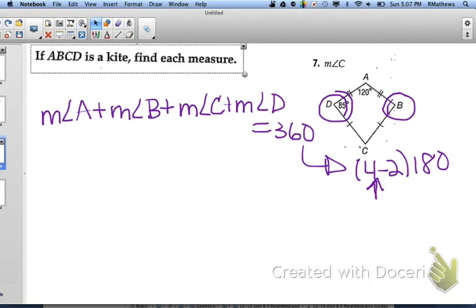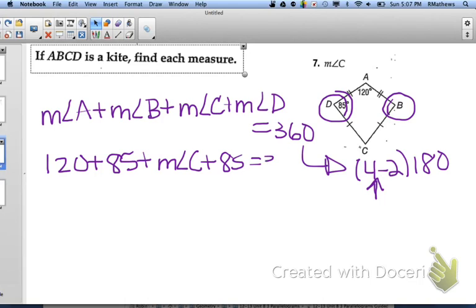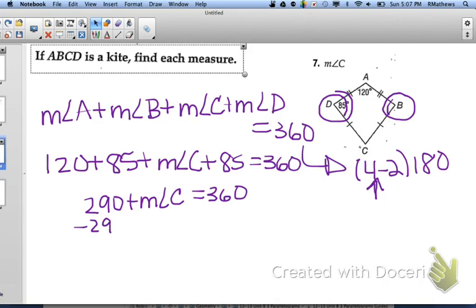Now I can start substituting information. A is 120. Because I know B is congruent to D, I can say 85 for B. C is my unknown, and D is 85, and that all equals 360. So I will just add that all up. 290 plus the measure of angle C equals 360. I'll subtract 290 from both sides, and so the measure of angle C is going to be 70.